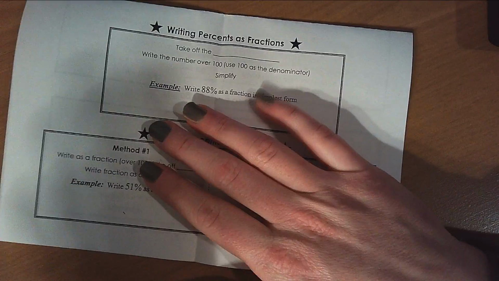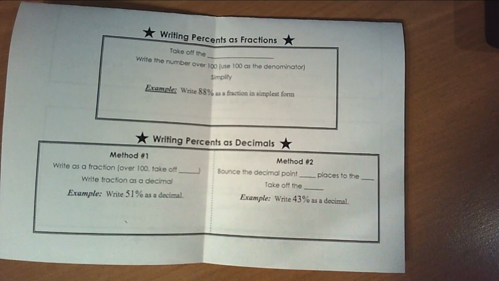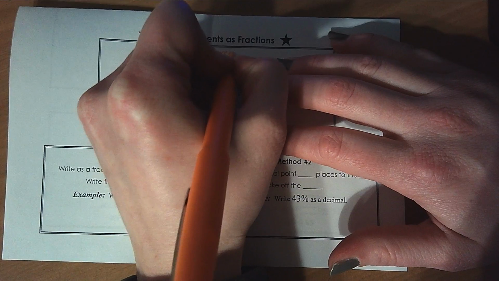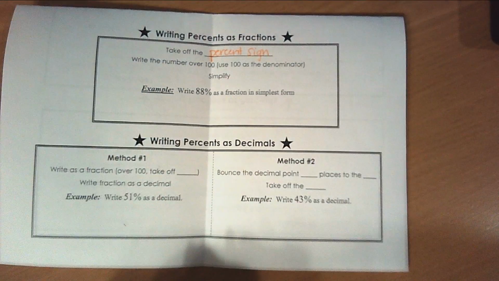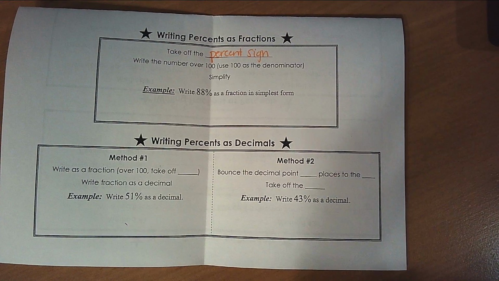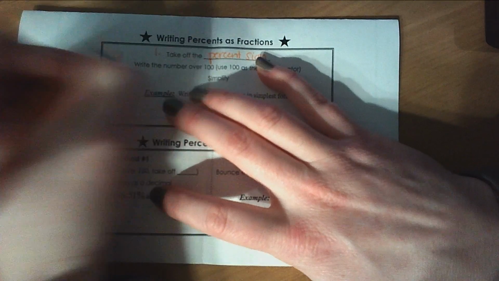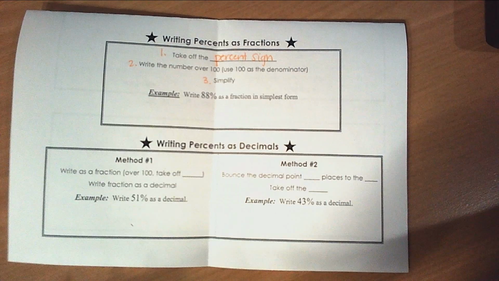So if we open up here, we're going to start with writing percents as fractions. And in order to write a percent as a fraction, we take off the percent sign and write the number over 100. So we use 100 as the denominator. Per 100 means we're writing it over 100, and then we're going to simplify. So 3 steps: take off the percent sign, write the number over 100, and then simplify.